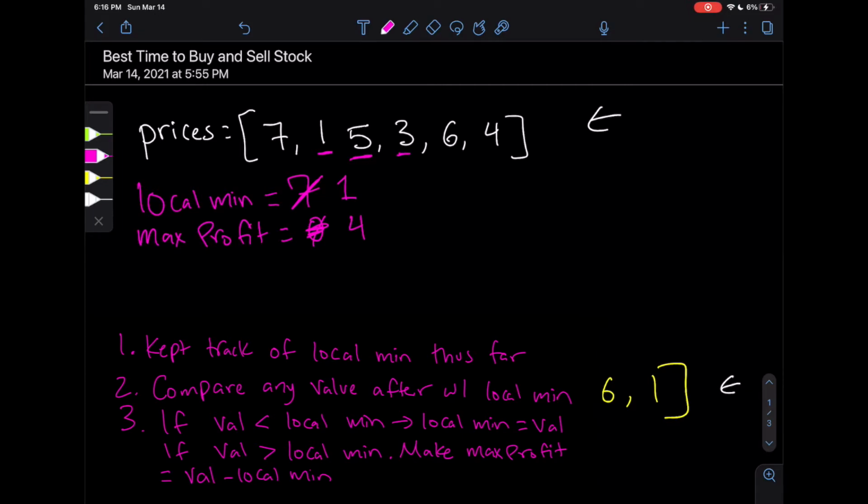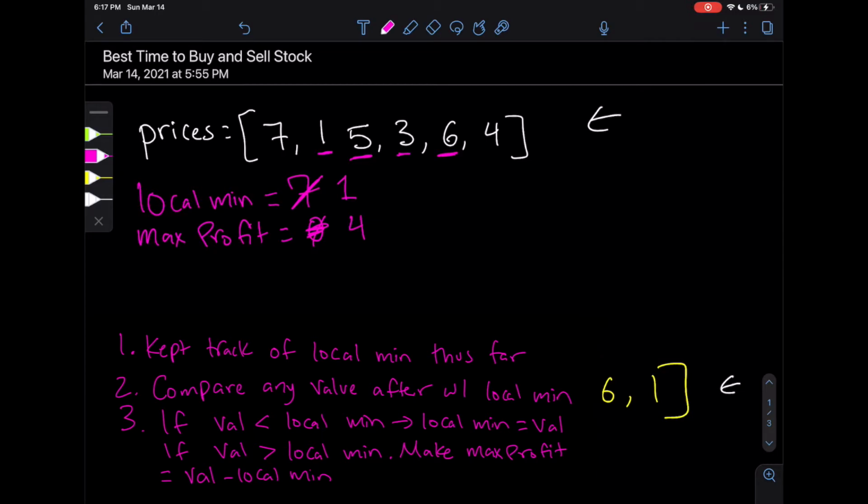Okay, cool. Now let's go to index number 3. Now in index number 3, we have the value 3. Is 3 less than our local minimum? No, it's greater than our local minimum. Now let's check to see if the difference between the value and our local minimum is greater than our max profit. In this case, the difference between 3 and 1 is 2, and 2 isn't greater than our max profit, so let's just go on to the next value.